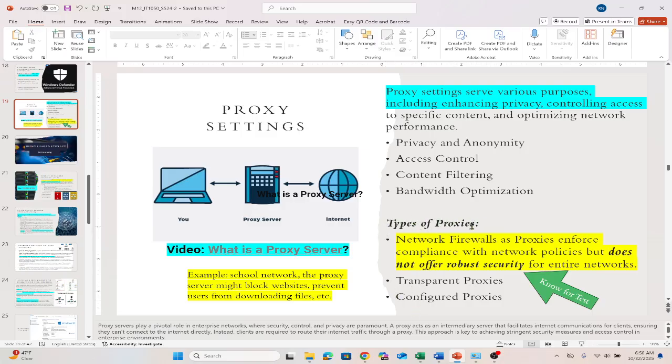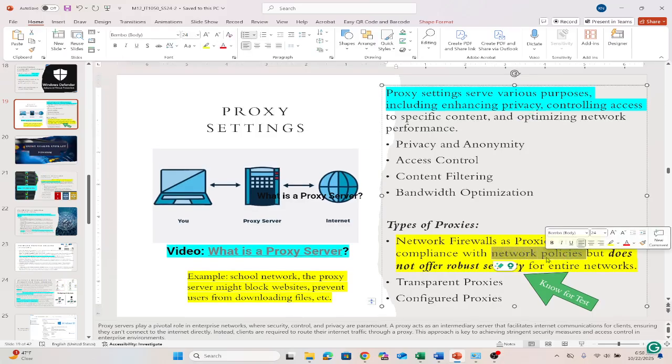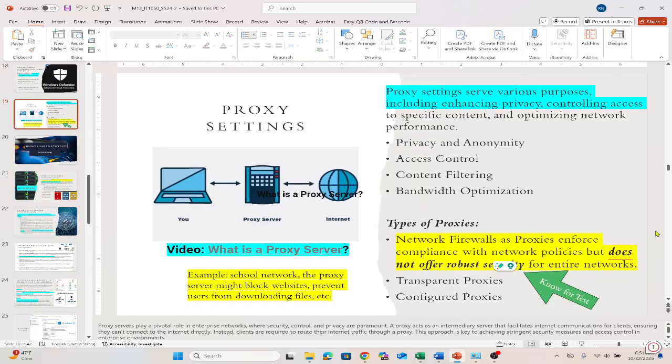There are different types of proxies. There's transparent proxies, configured proxies. Don't worry about that. I want you to just point out a network firewall used as a proxy. What they are designed to do is to make sure all network policies are enforced. So again, here at St. X, we do not allow you to go to any website about sex or drugs or violence or whatnot.